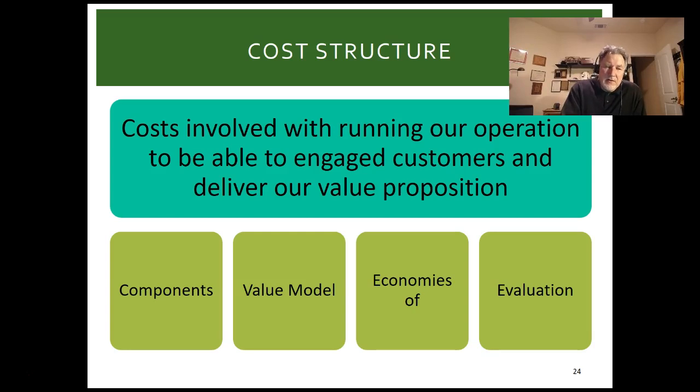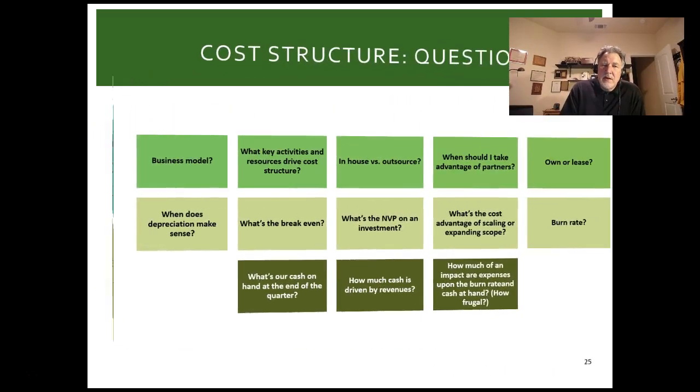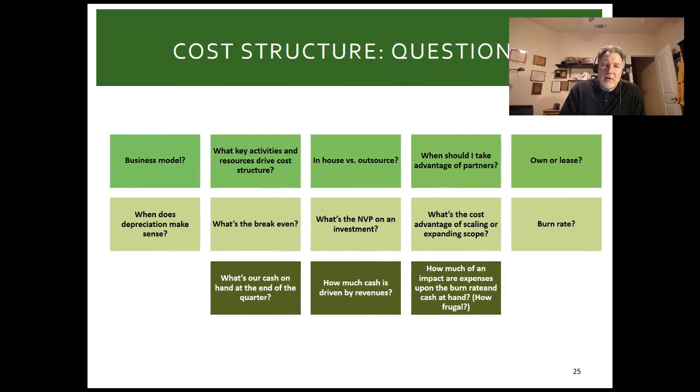We already talked a little bit about components, but before we go into that, I want to talk about questions. And I think that you always have to ask a lot of questions. So you need to be asking this question: what type of business model are the key activities and resources, which we know is the left-hand side of the model? Is it in-house, or do we outsource to partners, such as in your supply chain? And when should I take advantage of that supply chain or the partners?